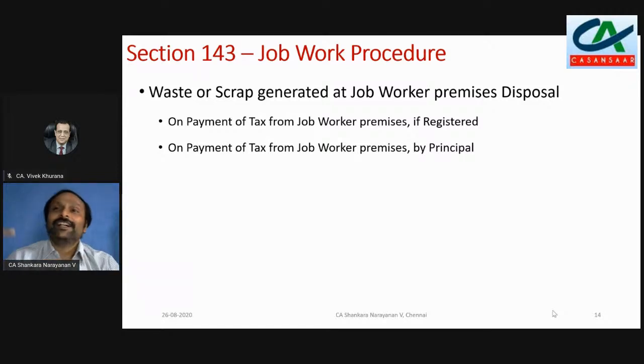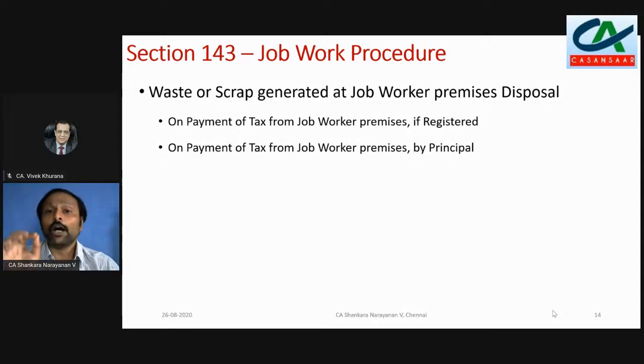Because if he is going to dispatch from there and I am raising the invoice and his premises is not registered, I am making a supply from the job worker's premises which is not registered. I am not fulfilling the conditions under section 143. It can result in penalty under section 122. Hence, even if it is a job worker who is below 20 lakhs, we have to check whether there is scrap arising on the job worker's activity.